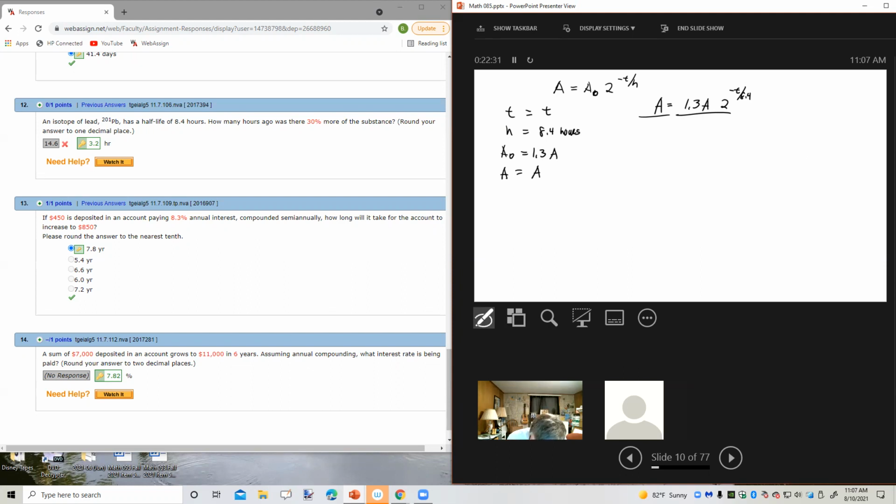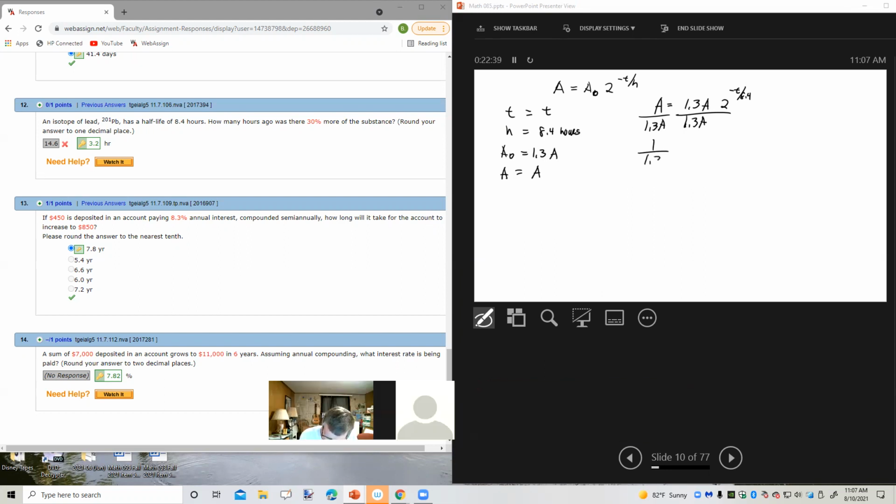I want to divide both sides by 1.3A. So what that gives me on the left is 1 over 1.3, and on the right, 2 to the negative T over 8.4 power. Why did I do that? Because I want to get it in a form where I can go to changing it to a log.